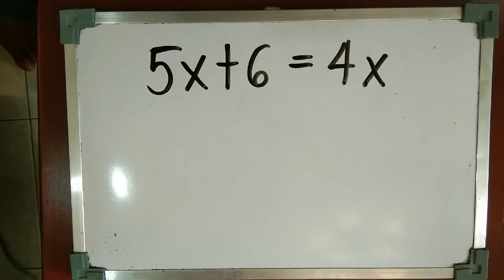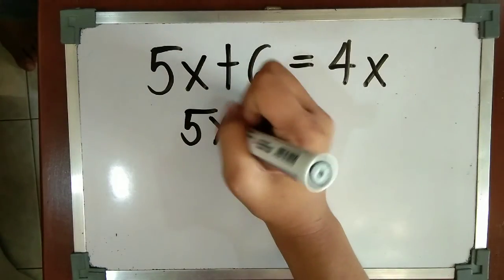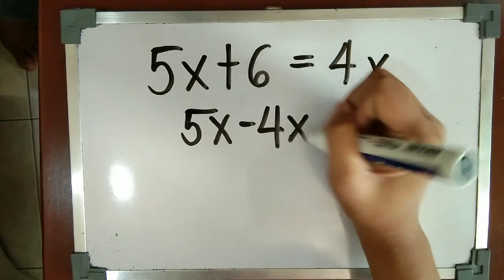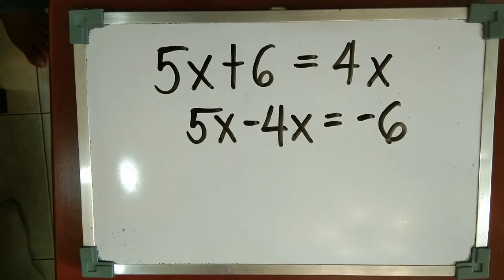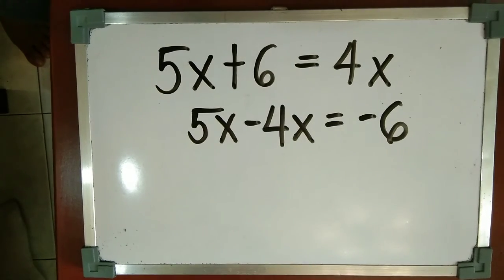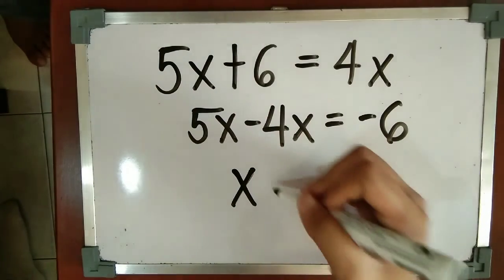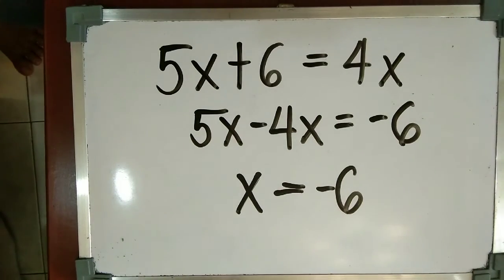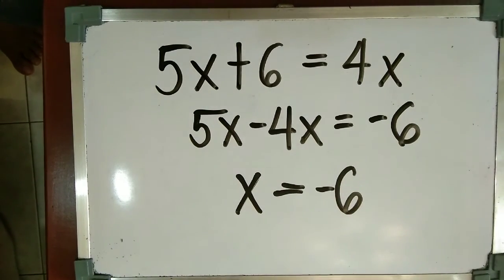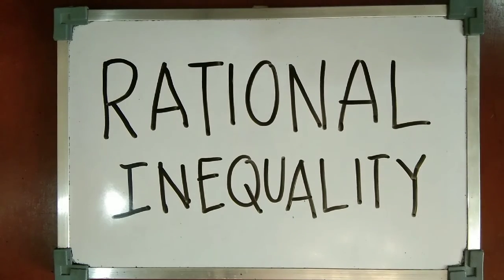Let us combine similar terms. It will be 5x minus 4x equals negative 6. Perform the operation. 5x minus 4x is equal to x, so x equals negative 6. Therefore, the value of x is equal to negative 6. Let's move on to solving rational inequalities.